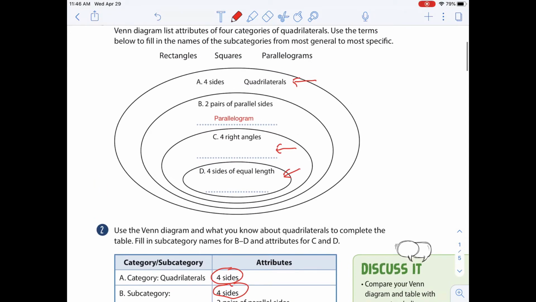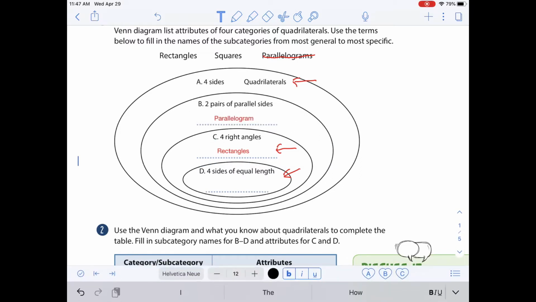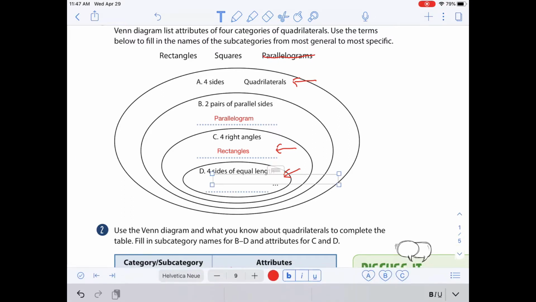So if we look at our options, we've already used parallelograms. Only options are rectangles and squares. So you probably already figured this out, but right here, I'm going to type in the word rectangles. Please write that in the space provided. Again, why are we writing all this down? We're writing this down so that way you can have something to come back to. Then the last subcategory is going to be a square. So let me type in a text box right here.